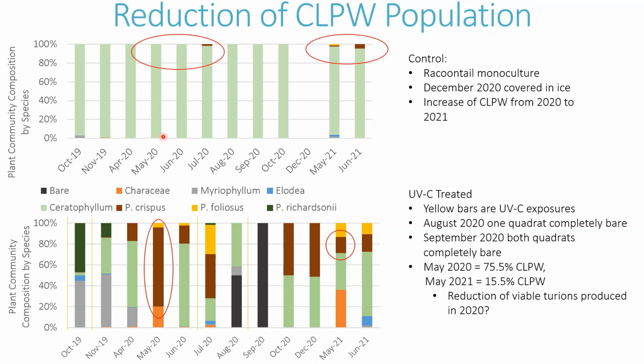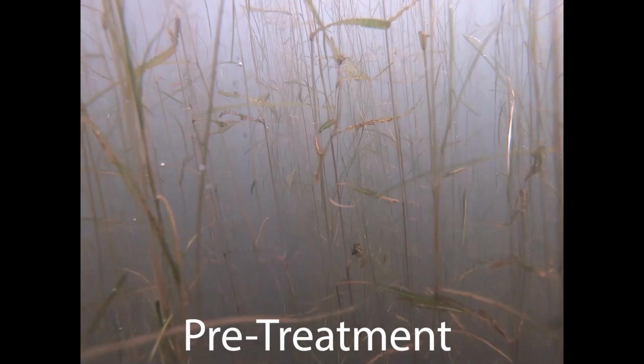In the control, we see this raccoontail monoculture with a slight increase in curly-leaf pondweed population year over year. Looking at the treated section, in the same time period, we see a 60% decline in the curly-leaf pondweed year over year. We assume this is because previous treatments have reduced the turion load to the seed bank in this area. Time to break out the popcorn because I have a movie.